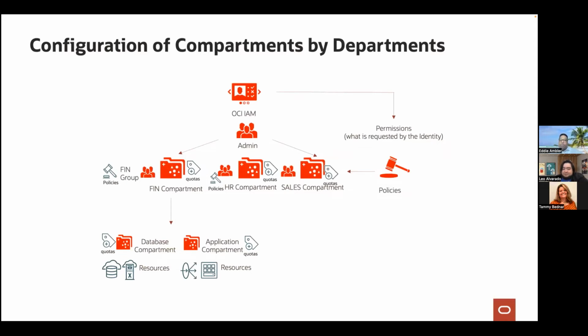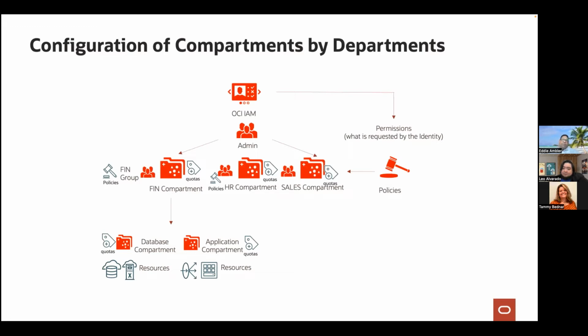Hey Eddie, there's a question in the chat. So can they also do hybrid? Meaning I'll organize it by SDLC and by departments. That's a great question. So the answer is absolutely yes. The ability to create sub-compartments allows us to start at, for example, production as our top compartment. And I could have made a sub-compartment of finance. And then I could have had another sub-compartment of database and application.